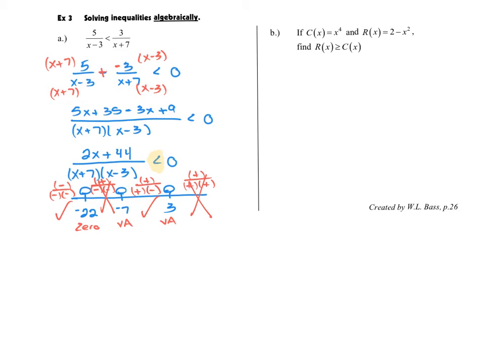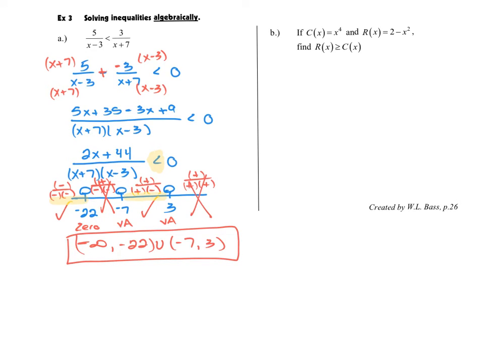So my final answer would be this interval and this interval. So I can write that in my interval notation, negative infinity to negative 22, and I join that with my negative 7 to my 3.